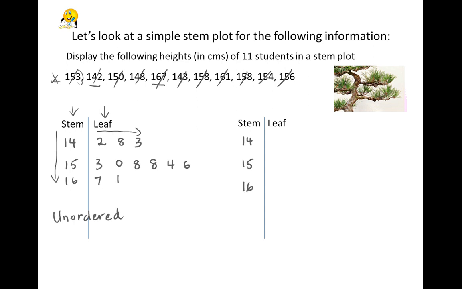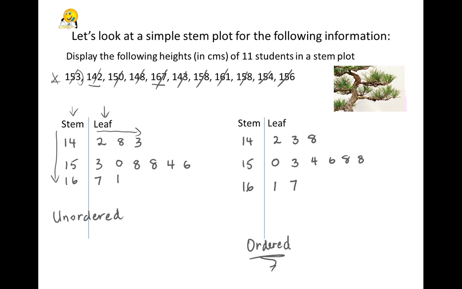So coming over here, having a look at 142, 148, 143, obviously I needed to have them in this order, from smallest to biggest. Coming back to the 150s, I needed the 0, then the 3, the 4, 6, 8, and 8, and then finally 161 followed by 167. And this is what we call our ordered stem and leaf plot.